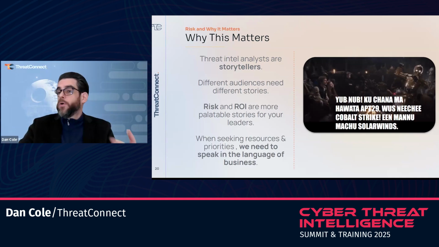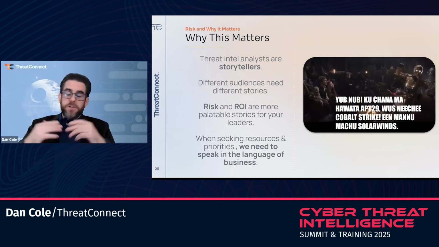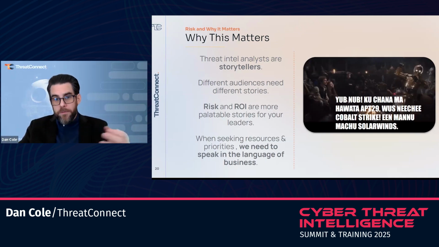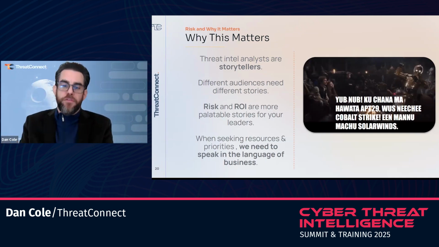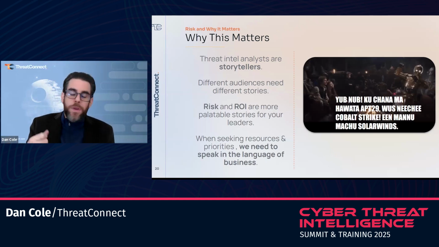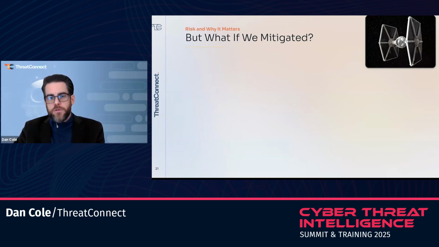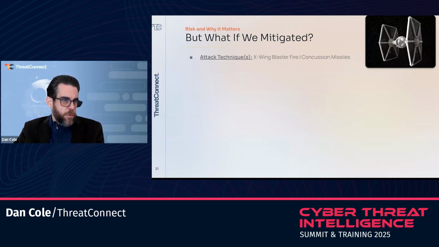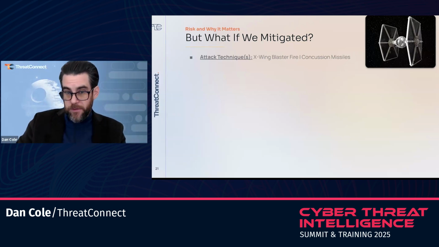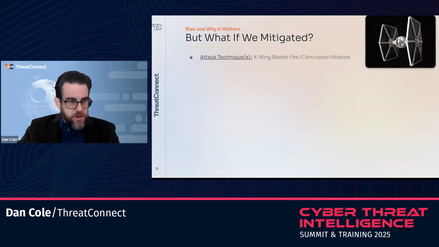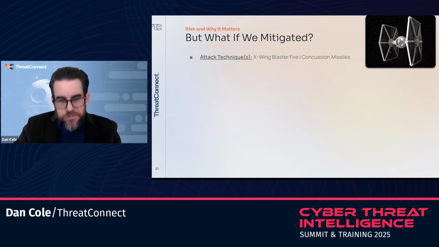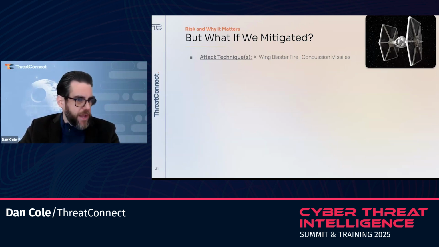So when you're going to seek more resources, like additional headcount, additional tools, or priorities, how do you convince leadership of your threats versus something they saw in the news? We need to speak in the language of business. So how do we do that? How do we bring this TIE fighter example to ground with what a CTI analyst is going to deal with? So consider the attack techniques, if you will, that the Rebel Alliance is going to use against these TIE fighters. Well, they might shoot their blasters at them, or they might fire some missiles at the TIE fighter. Different ways they could blow the TIE fighter up.